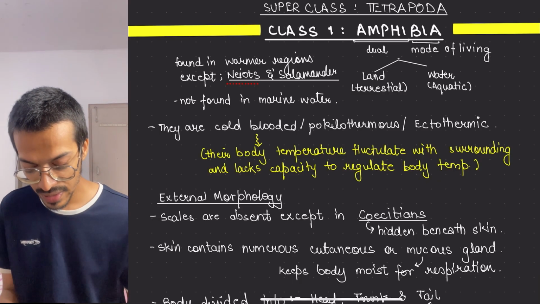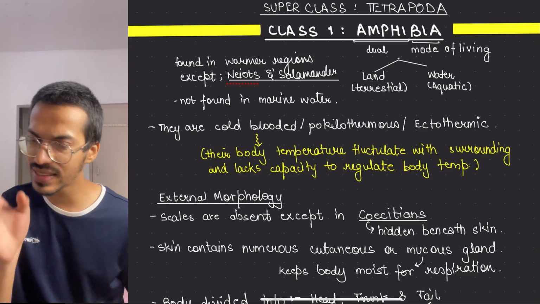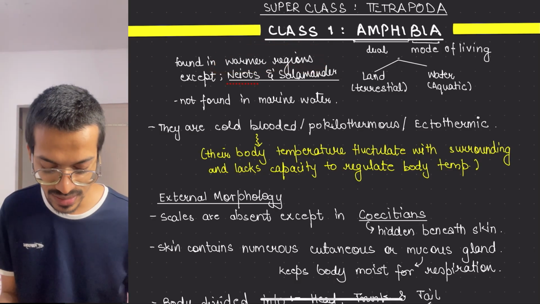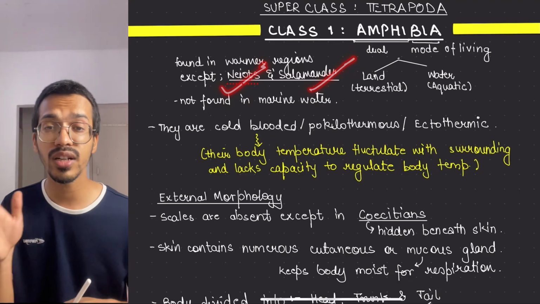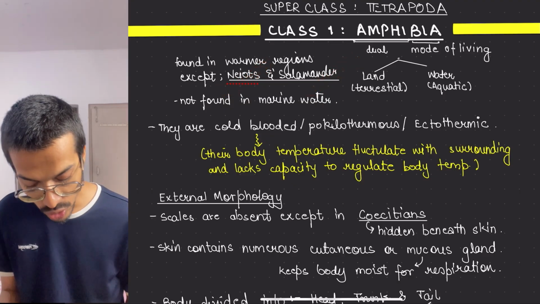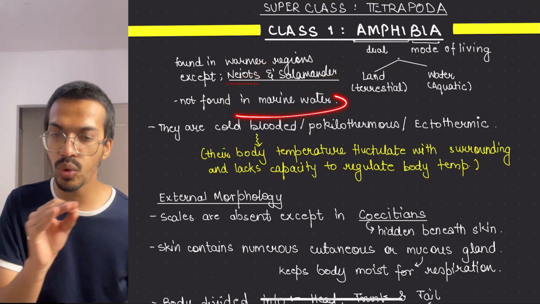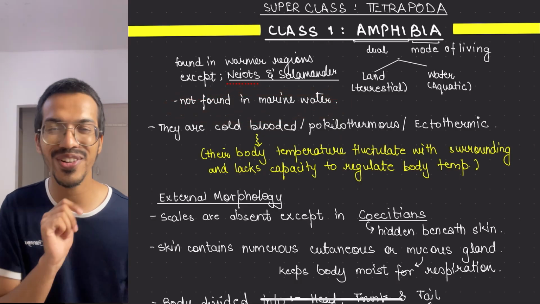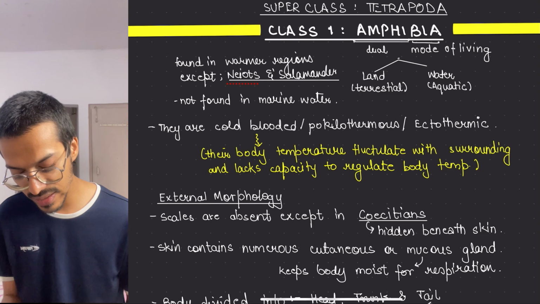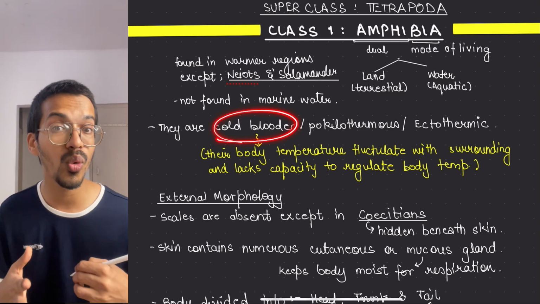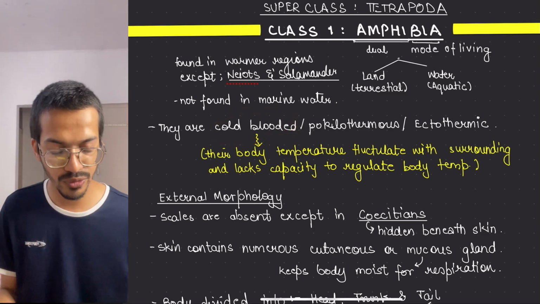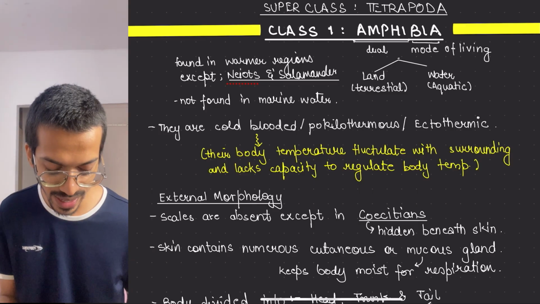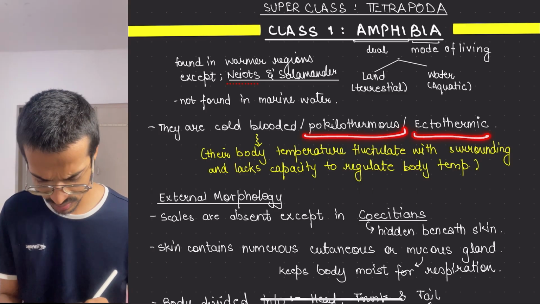Now they are found in the warmer regions, except newts and salamanders, which are found in the cooler regions. No amphibian will be present in marine water. All of them are in fresh water. Coming to the next thing, that is cold blooded. Another word for cold blooded is poikilotherms and ectotherms, ectothermic.